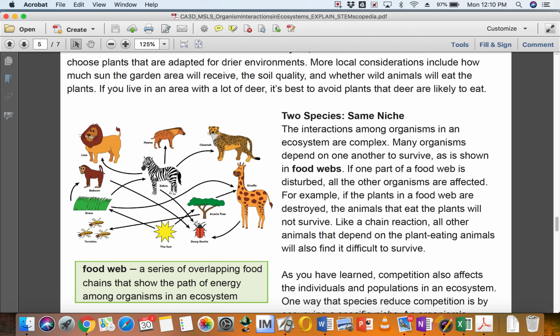All right. So the thing that I notice people are missing are the arrows, or your arrows are backwards. So the arrow needs to point from the sun to the tree, sun to the grass, grass to the zebra, zebra to the lion, etc., etc., etc.